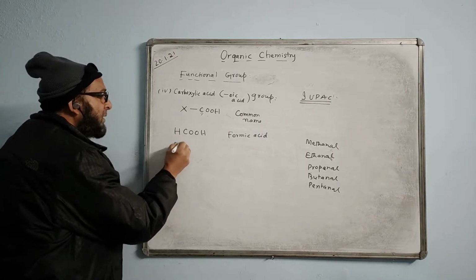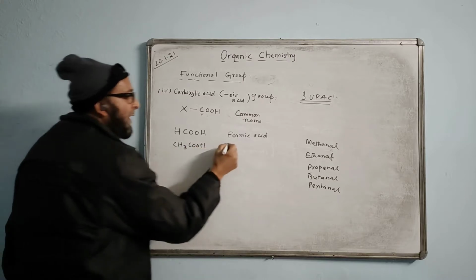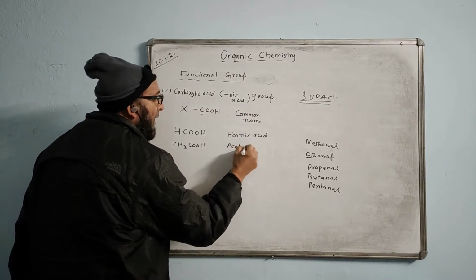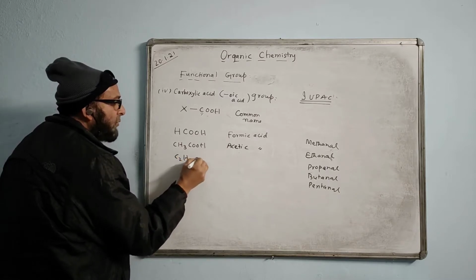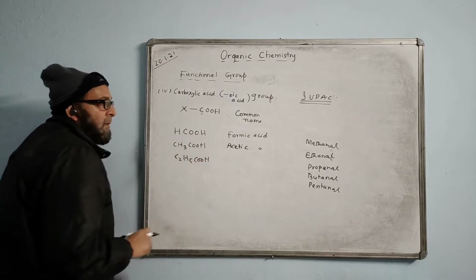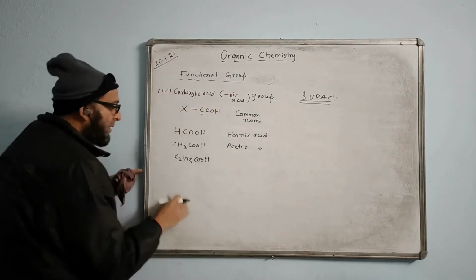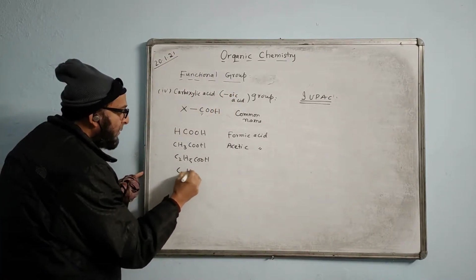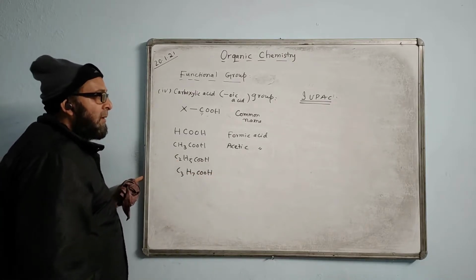Next member will be CH3COOH. When you put CH3, it is called acetic acid. Next one will become C2H5COOH. I'll talk about this later. The next, let us write the formula for C3H7COOH. Like that it goes on.